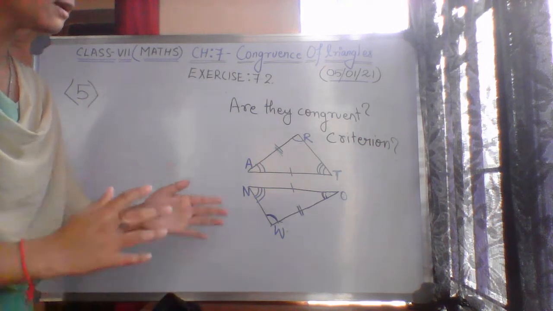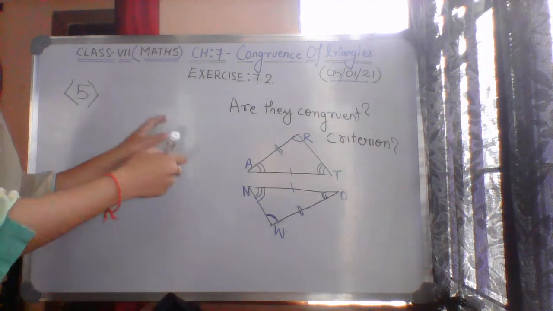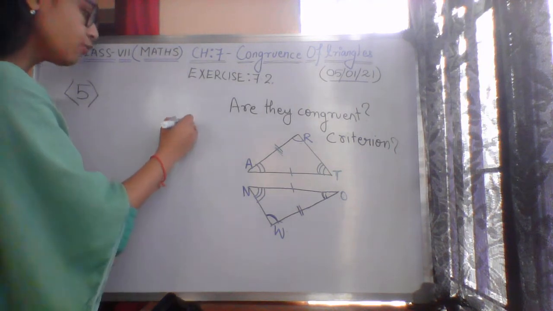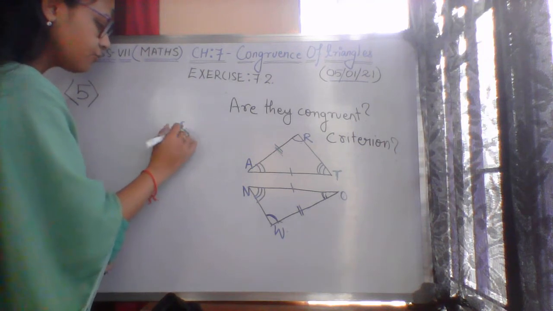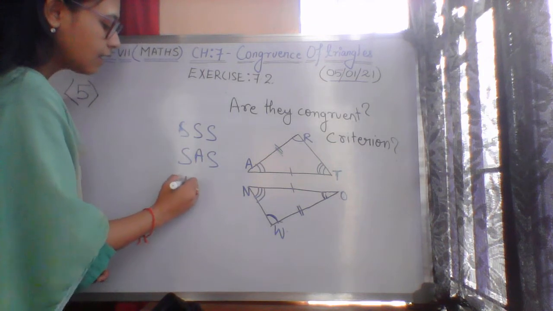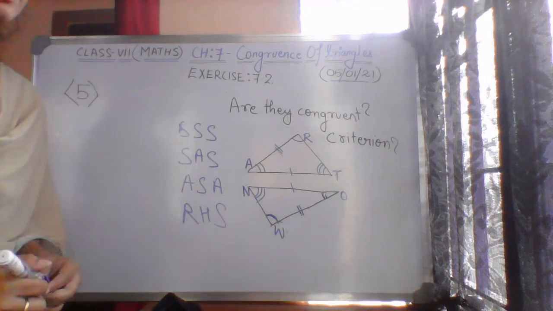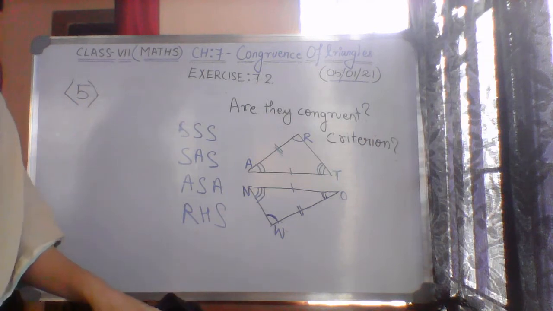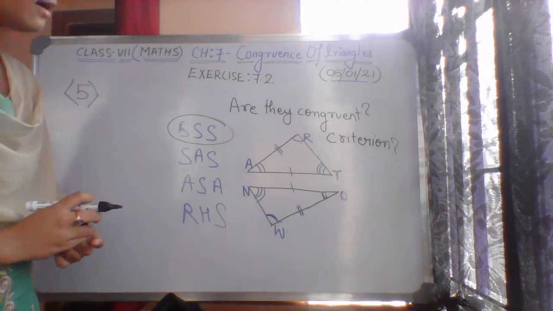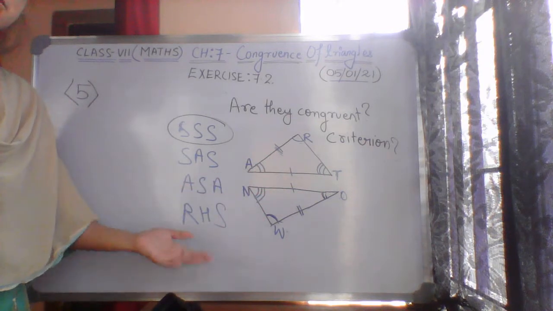To get the congruency, we must know the corresponding parts. From the corresponding parts, we can write the congruency. You have four criteria. The first criterion is side, side, side. Next, side, angle, side. Then angle, side, angle. Then right angle, hypotenuse, side. Now think which criterion you can apply. Can you apply side, side, side? No. Why? Because we don't know whether they are congruent or not. We have to prove that.